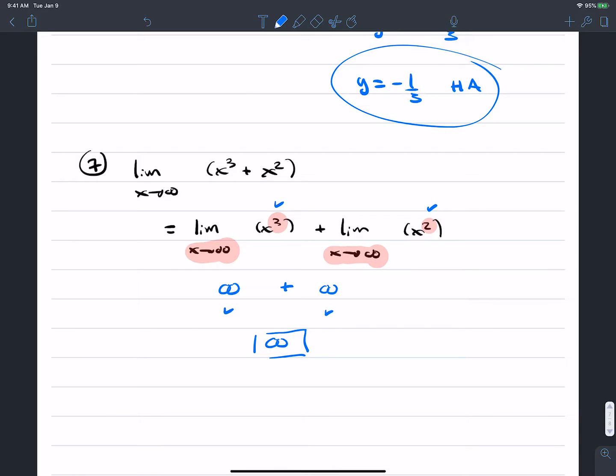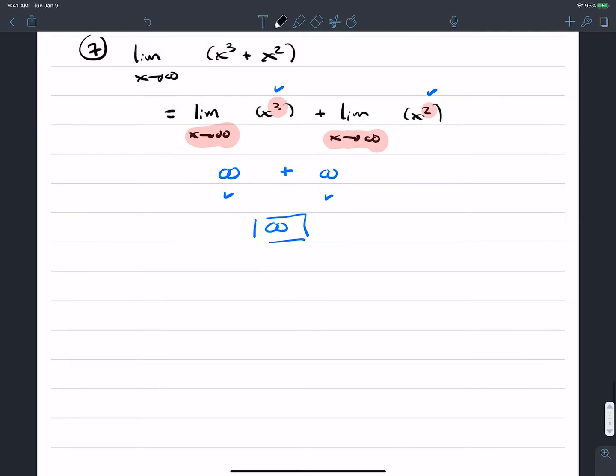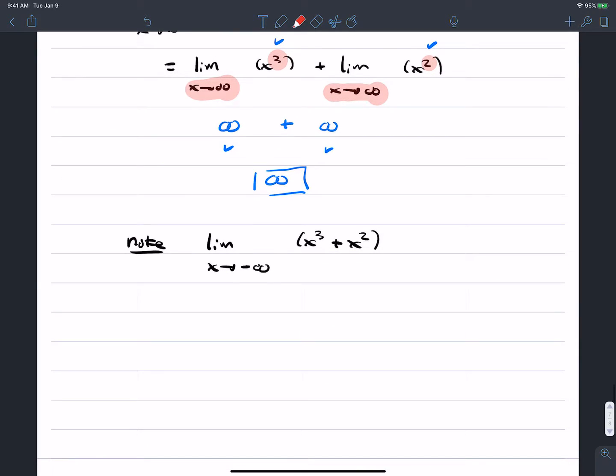And then I'm going to say here, let's put this as a note here. What if this question was the limit as x goes to minus infinity of x cubed plus x squared? Okay, we're going to change this limit here. It's a different question because now you're going to minus infinity. So now you're going in the other direction.